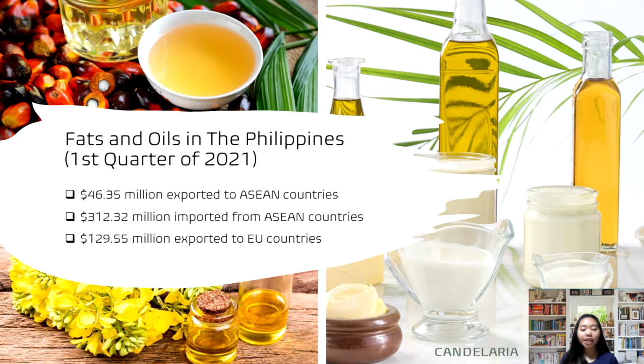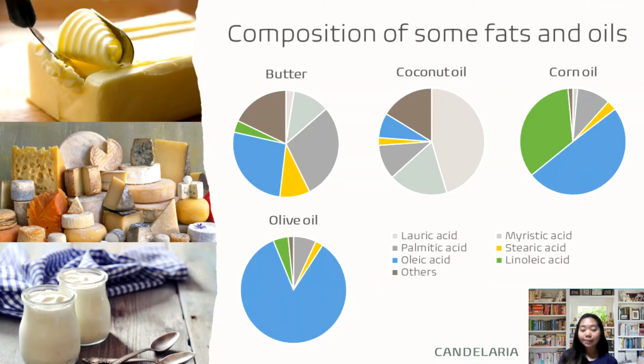In the Southeast Asian region, $46.35 billion worth of fats and oils is exported, while a value of $312.32 million is imported. In the ASEAN region, we import the most from Indonesia and Vietnam. Meanwhile, the total export value to European countries is $129.55 million. Now, let's dig deeper into the composition of some fats and oils.